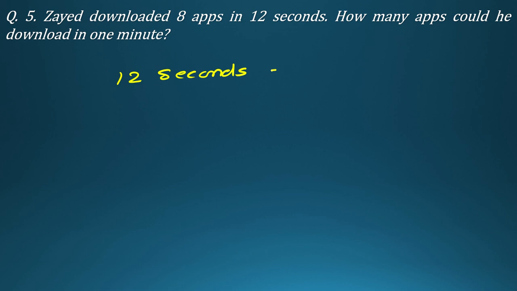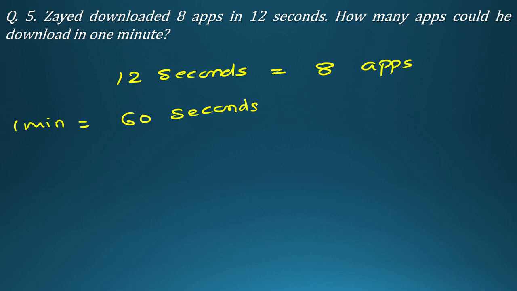12 seconds is equal to 8 apps, 8 applications, okay? And then in 1 minute, 1 minute means how many seconds? 60 seconds. So in 60 seconds he will download more apps. So for more you will multiply 60 by 8 and then divide it by 12. Okay, my dear students, if you have any confusion in writing this, then I prefer you do it with the unitary method, that first you do for 1 and then you multiply.